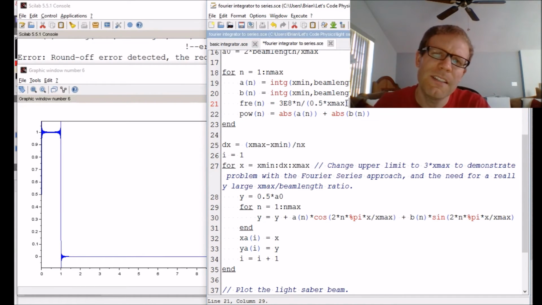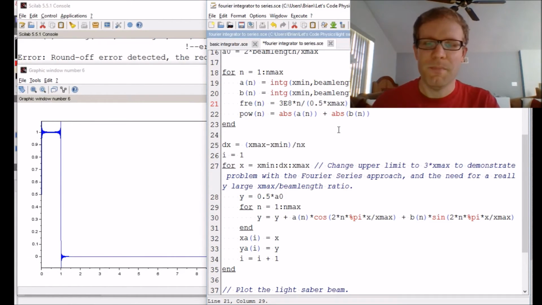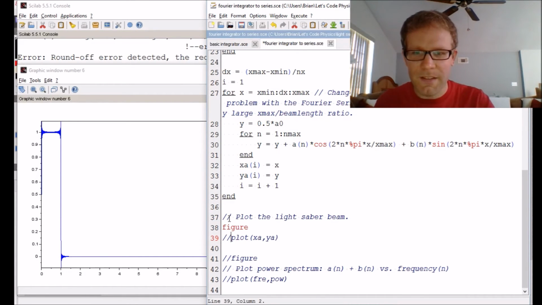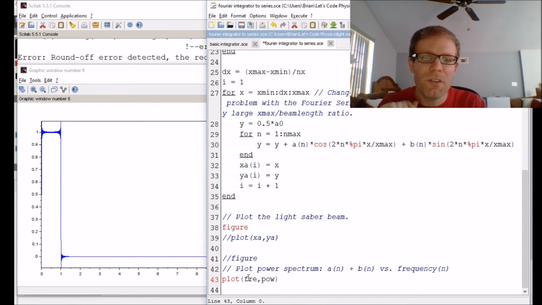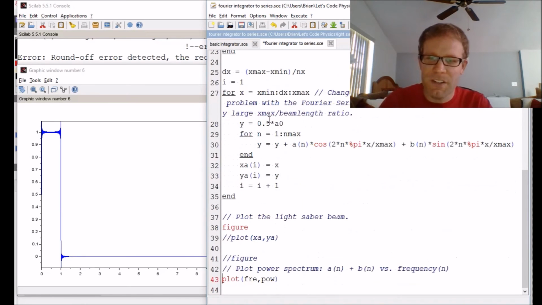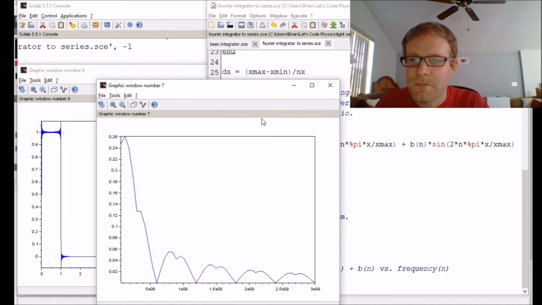Should that be half of x max? Yes, excuse me. Yeah, that's right. So this is going to be the speed of light times n divided by half of x max. Cool. So what we're going to do now, instead of worrying about plotting the lightsaber, we're going to plot the power spectrum. This is going to show us how much power is required for each of the light frequencies that the lightsaber emits. And let's go back down to 50 just to make it nice and simple.